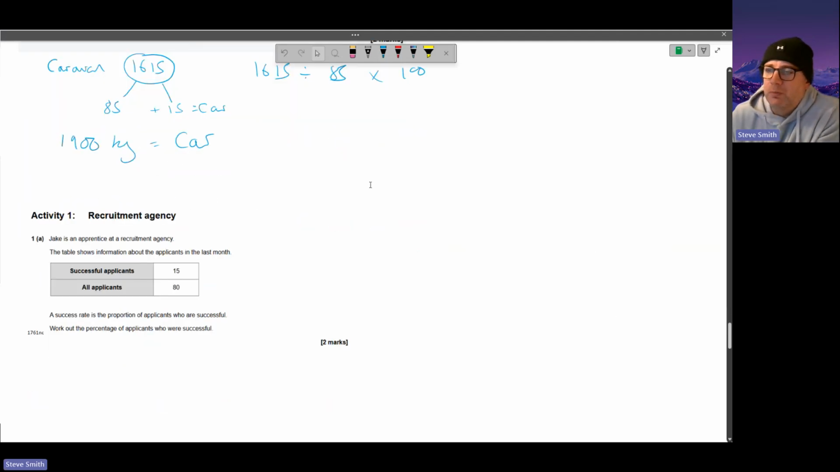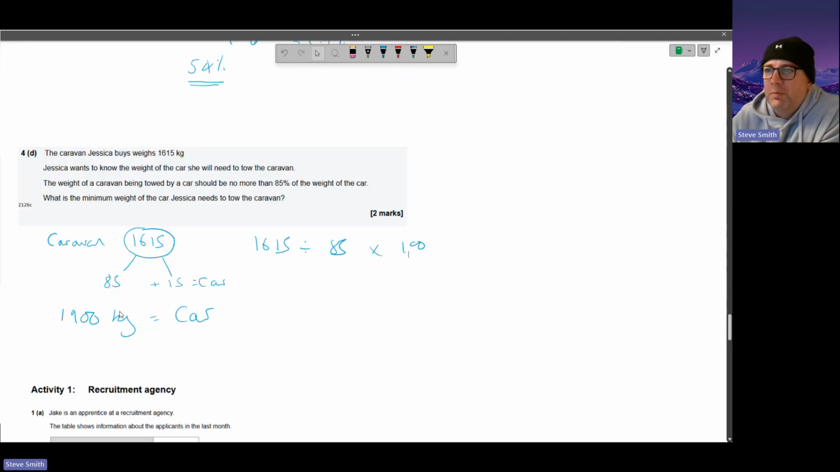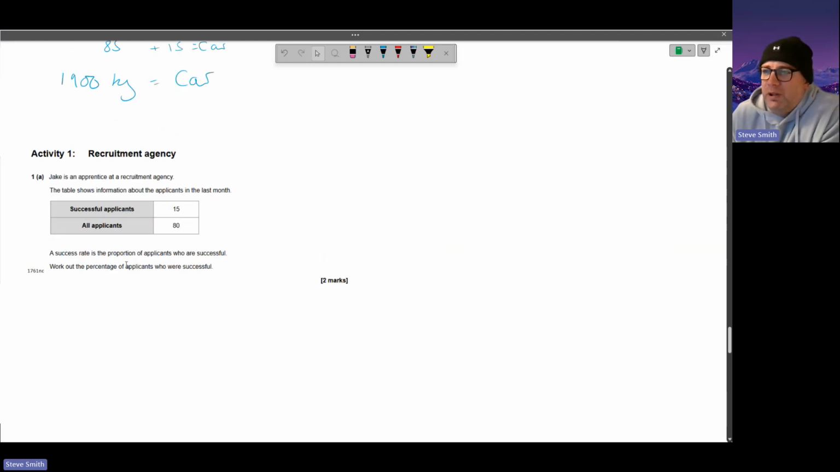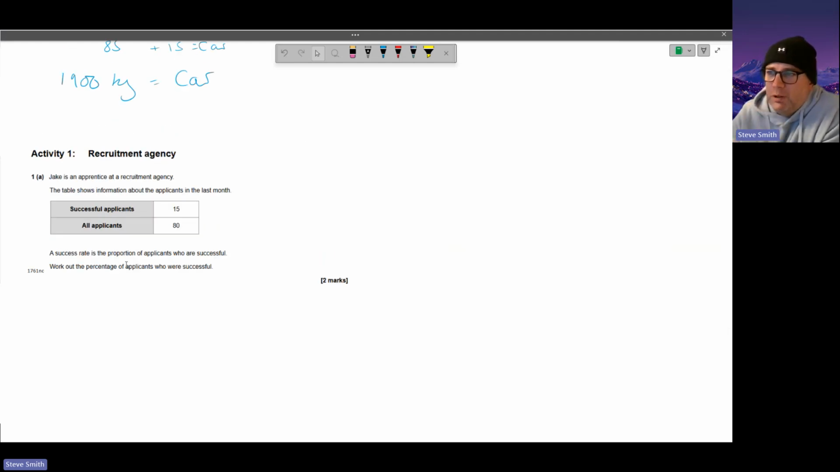Scroll down to the next question, number 2, and we're back onto non-calc, because it's the older paper, 1761. We've dropped into the third or fourth paper. I think it's the fourth paper. There must not have been any questions on the third one. Jake is an apprentice at a recruitment agency. This table shows a number of information about the applicants last month. The success rate is the proportion of applicants who are successful.